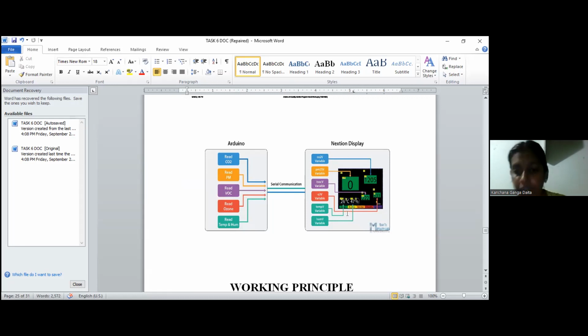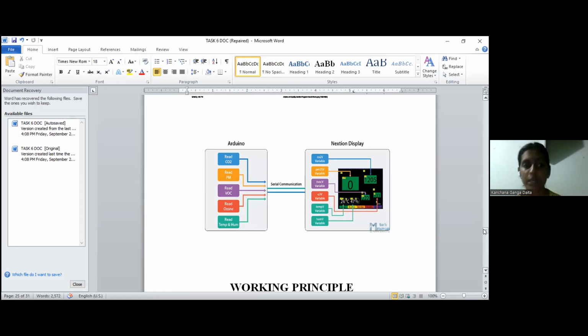So whatever gases are present here will be computed by the code we have given to the Arduino. It will work and convert the signal into digital using the AD converter we saw in the block diagram, and the output is displayed. So this is the final working principle of the Arduino. In this way, we can acquire the data.